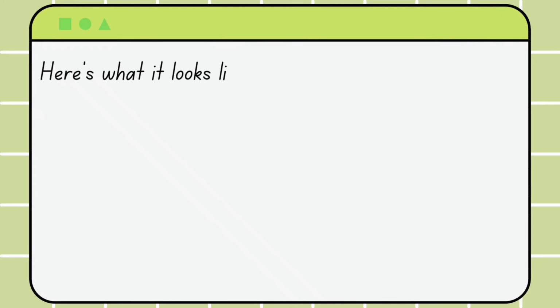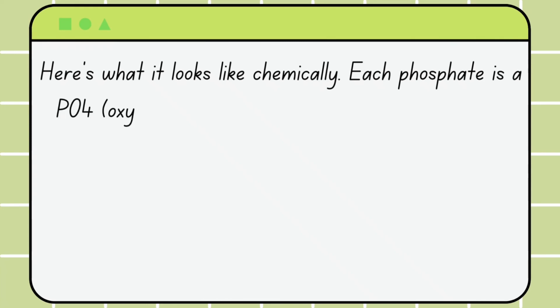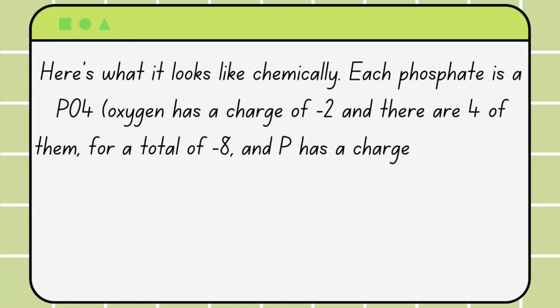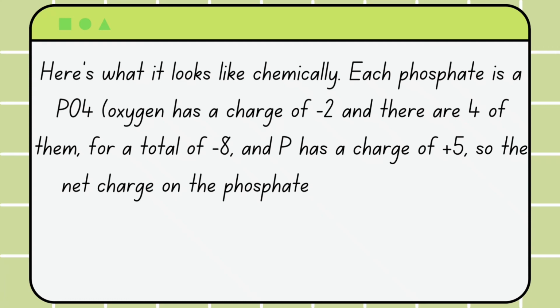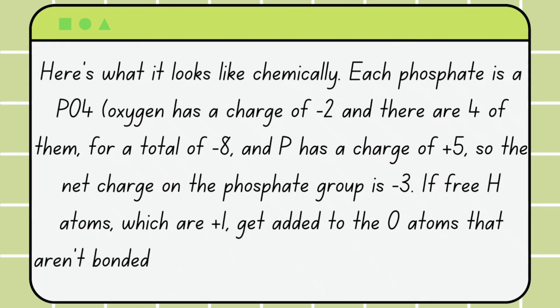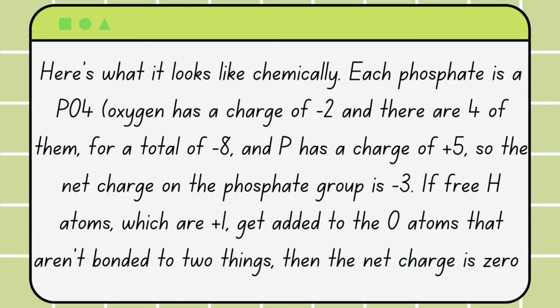Here's what it looks like chemically. Each phosphate is a PO4. Oxygen has a charge of -2, and there are four of them, for a total of -8, and P has a charge of +5. So the net charge of the phosphate group is -3. If free H atoms, which are +1, get added to the oxygen atoms that aren't bonded to two things, then the net charge is 0.